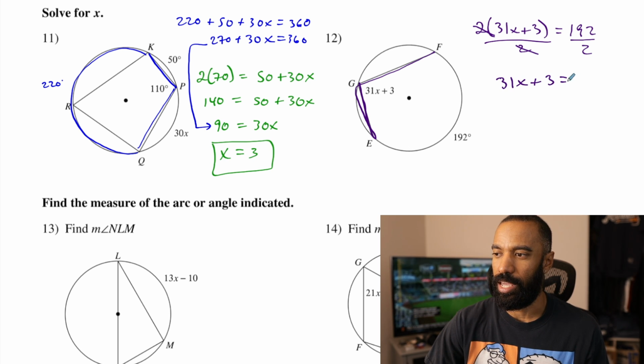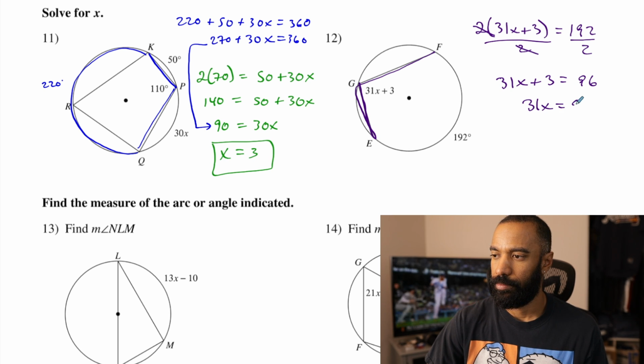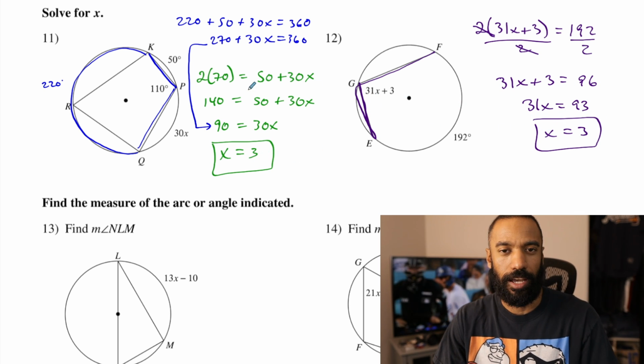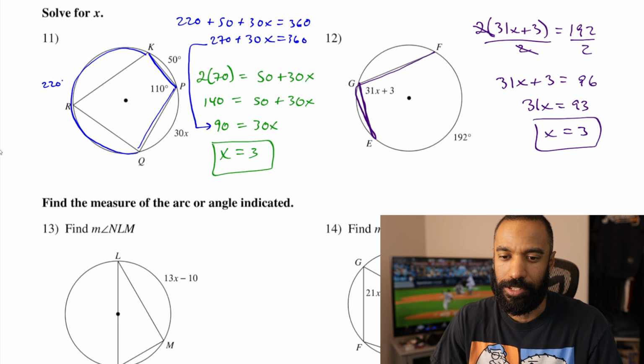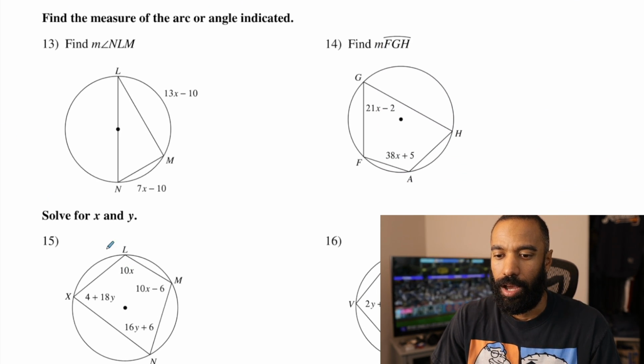31x plus 3 is 96. Subtract 3 and divide by 31. We get x equals 3. How boring. We get x equals 3 again. And that's the solution. All right, 4 more problems here.